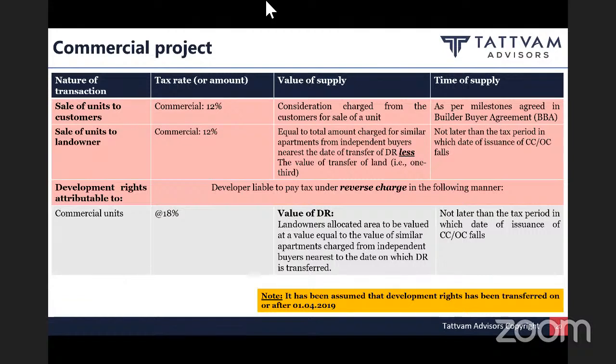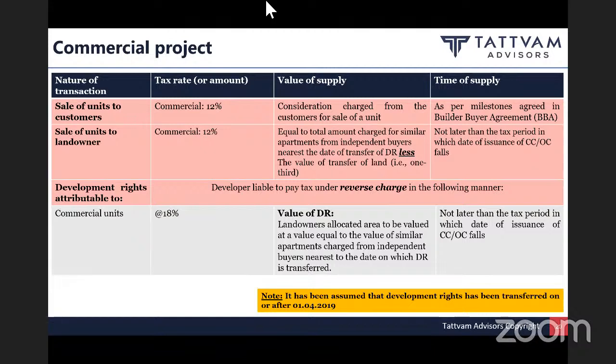Landowner will be in a position to take the input tax credit of this GST paid to the developer, provided he further sells these units to the end customer. If landowner is not selling these units to the end customer, say he is leasing them out, in such a situation it will become a cost to the landowner, and commercially both the parties have to decide who will bear the GST on this.